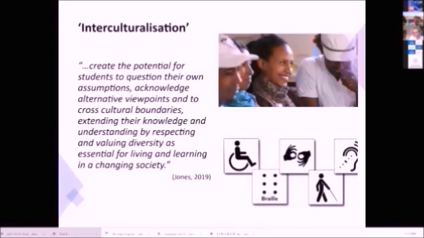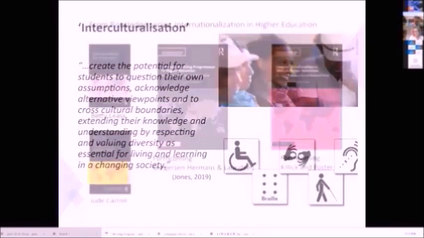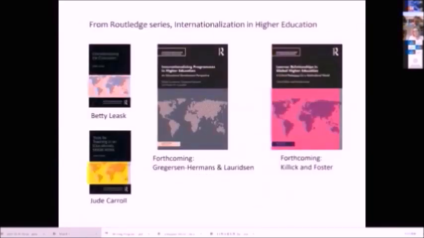The next slide shows some readings which may be of interest. Two books from my series on the left from Betty Leask and Jude Carroll, and two forthcoming books which follow some similar lines by Janine Gregersen-Hermans, Karen Lauritsen, and David Killick and Monica Foster.